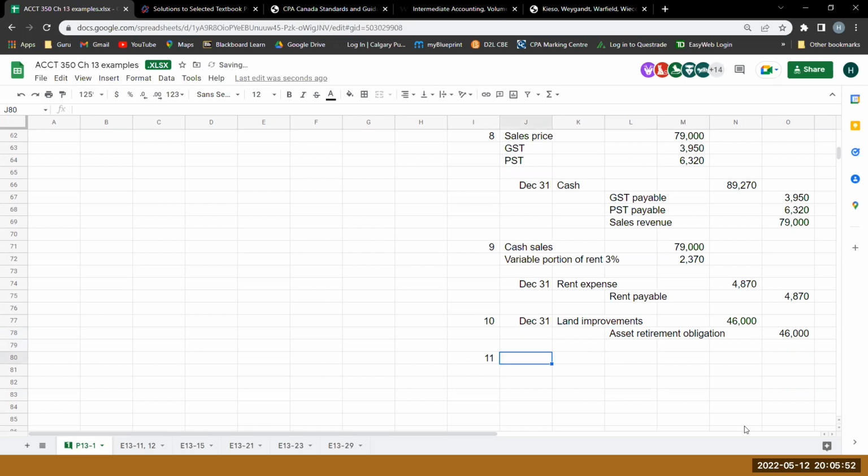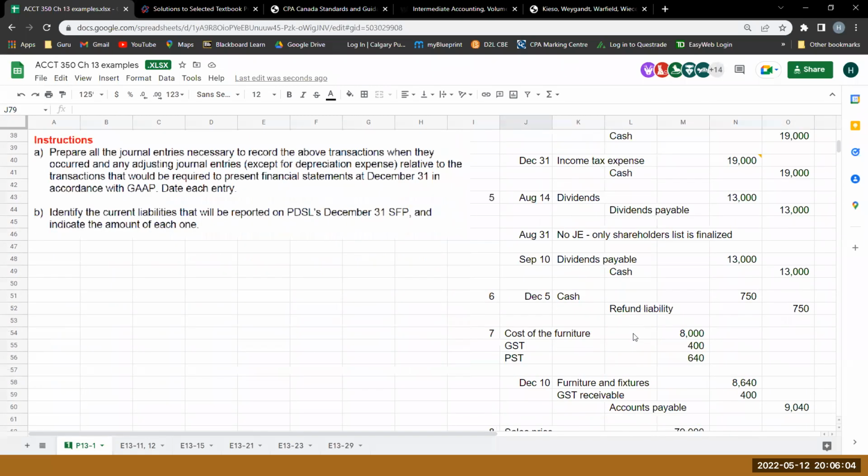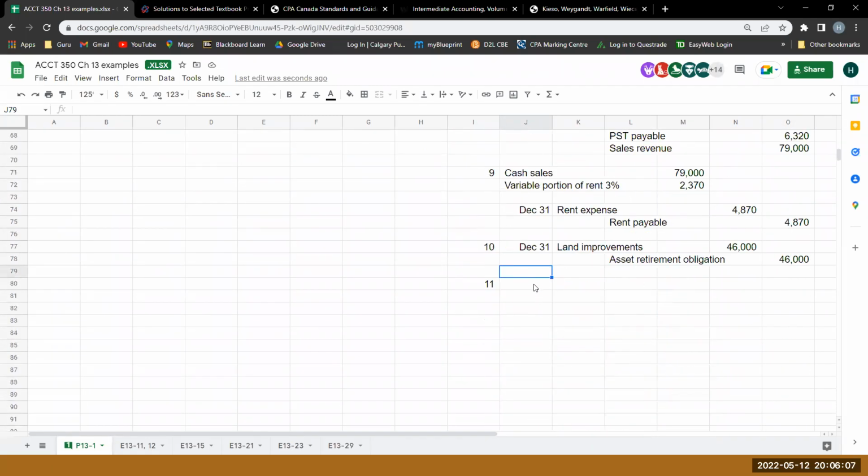All right, number 11, and I guess that's the last of it. So number 11, the corporate tax return indicates taxable income of $205,000. The company's income tax rate is 20%. So my taxable income is $205,000. Then my income tax at 20% is 20% of 205,000, which is 41,000.